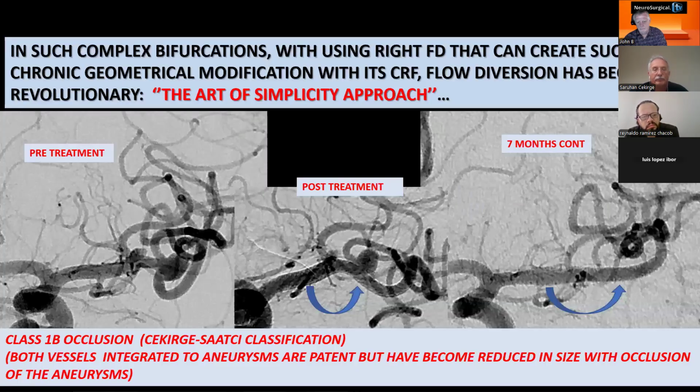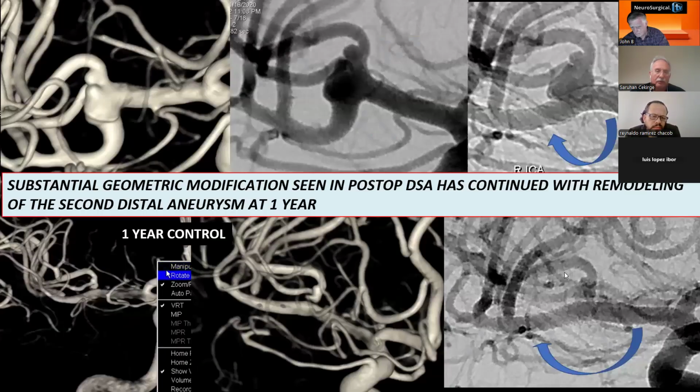And 3 years later. And in such complex bifurcation, the problem is not every flow diverter gives you the same result. It has to be chrome cobalt, strong, with a strong CRF, with a chronic geometrical modification effect. Look at the two sequential aneurysms, and look at the angle between M1 and inferior trunk. Immediately after pipeline placed, the angle changed from 90 to 150 degrees, and 7 months later is 180 degrees, with a beautiful total occlusion of the aneurysms. So basically, this chronic geometrical modification is the most important factor of flow diversion.